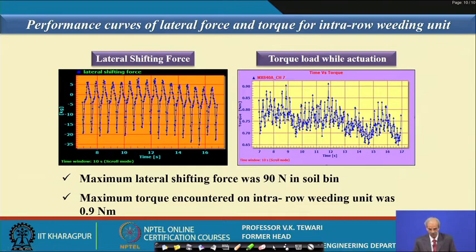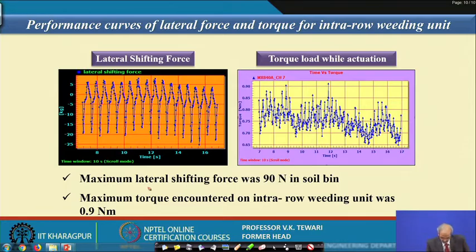Their lateral shifting force and torque load while actuation. Now, this is also very important. You must know the performance of the lateral force and the torque for intra-row weeding, because laterally the linkage has to move. So, what is the force required for movement of that, and what is the torque required for rotation when it is trying to take the weeds in the soil bin and clear them? It will require forces in the lateral direction as well as torque. So, what are these values? We have used them also and found out those values. Let us have a look at these.